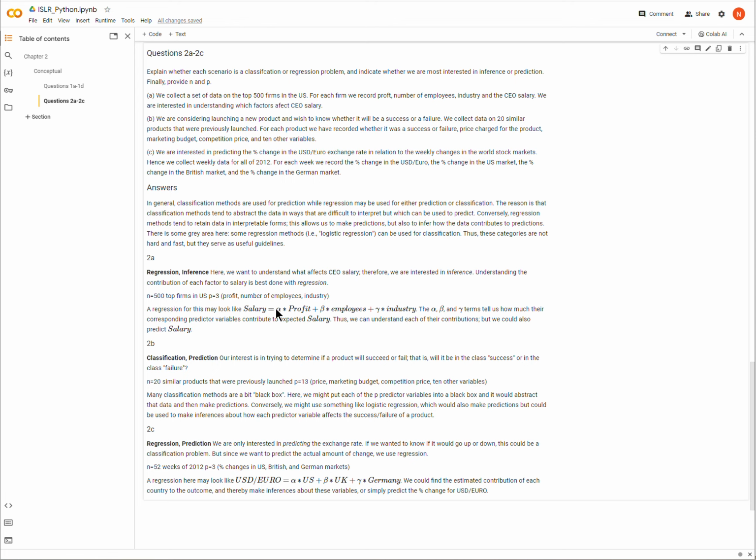But we can also use regression methods to predict salary, right? So here we're saying that salary is just a function of our inputs, of our explanatory variables. So we can also use regression for prediction.